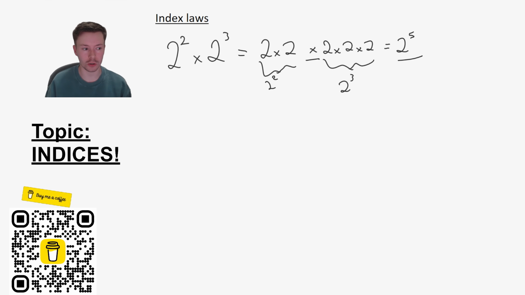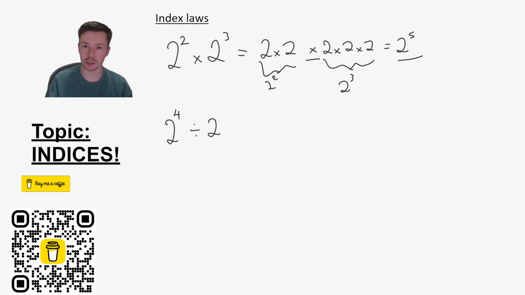Now, division, we'll see how that works. So if I go with, let's go with something relatively easy to write down, 2 to the power of 4, divided by 2, I'm just going to put 2. Now, if I just leave it as 2, what's the power? What do we use?